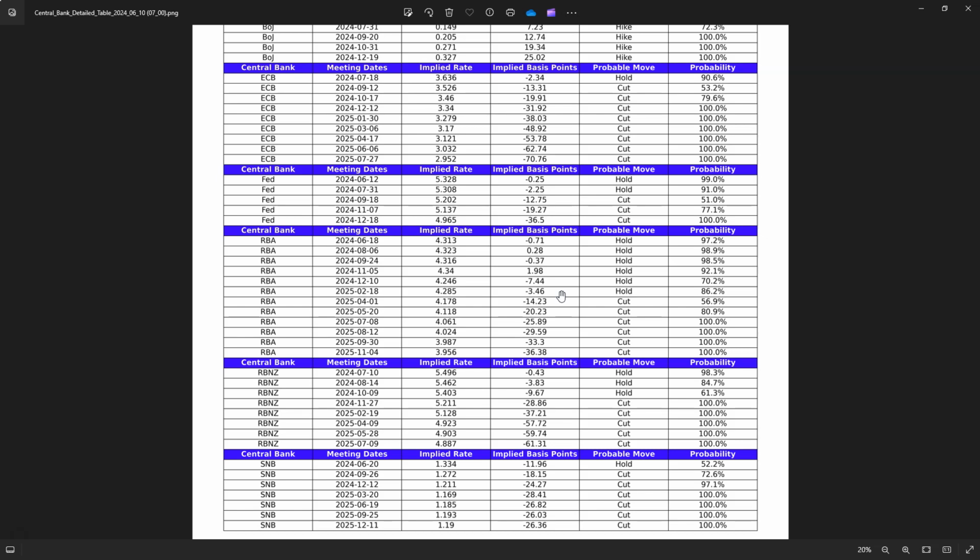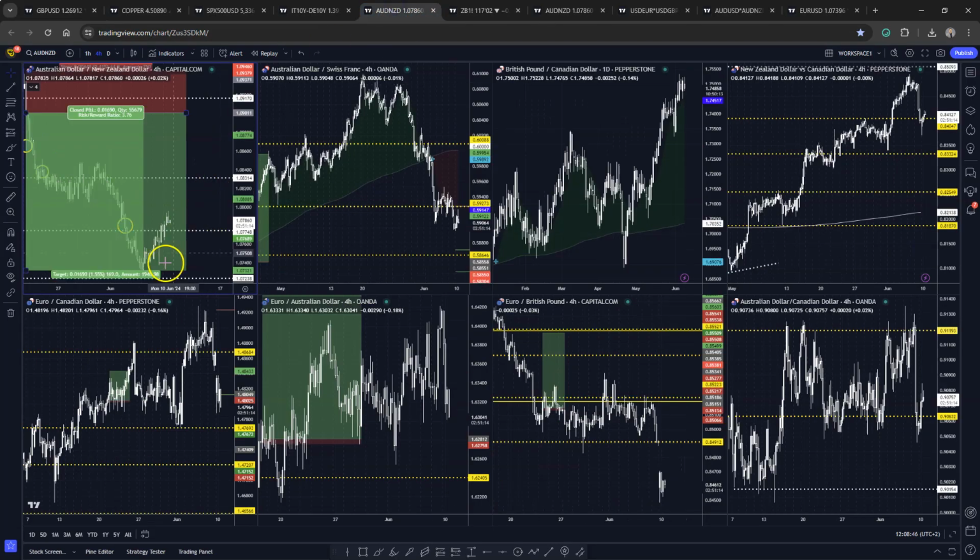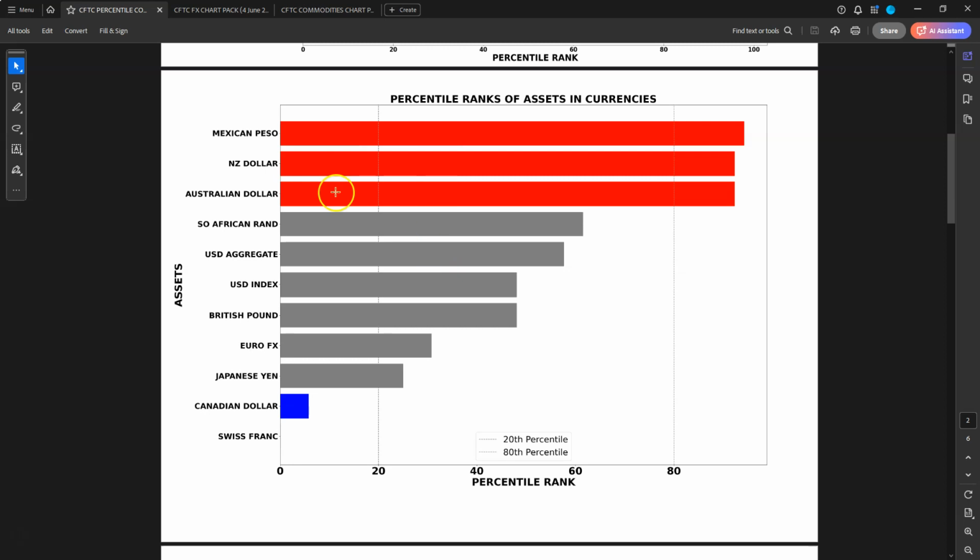We do have jobs data coming up a little bit later in the week. So my preference there would be to look for shorting opportunities in the Aussie if we get really bad data. I won't be looking to buy it if we get good data coming out of the jobs print. I am currently still short the Aussie versus the Kiwi dollar, which is also stretched long here a little bit more than the Aussie, but I see no reason to close that trade right now.